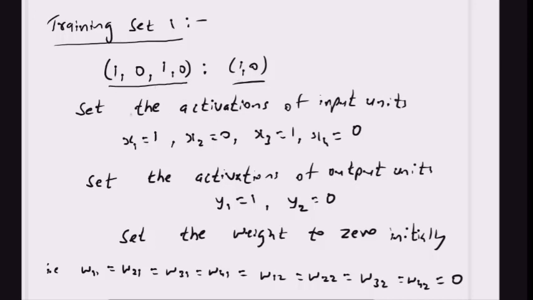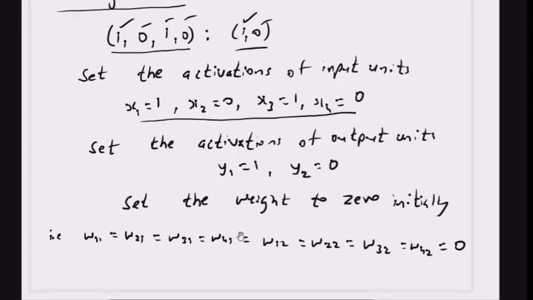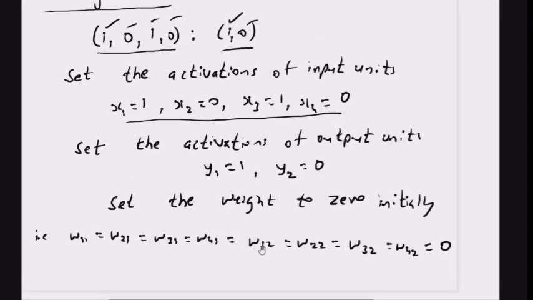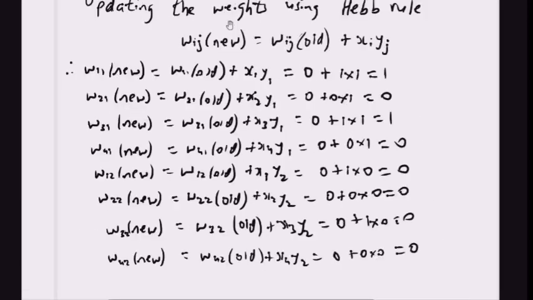So we set the activations. X1, x2, x3, and x4 are 1 0 1 0, and these are the input activations, and the output activations are y1 is 1, y2 is 0. So we first start with all the weights, the 8 weights, w11, w12, w13, w14, w21, w22, w23, w24, all set to 0. Okay, then we start the algorithm.